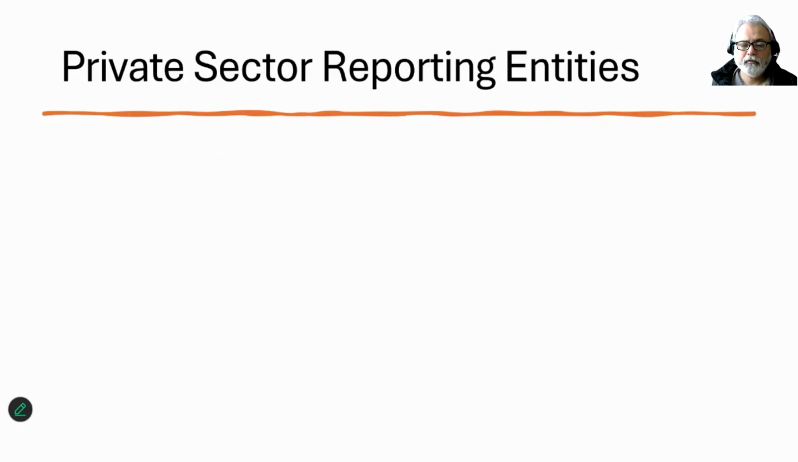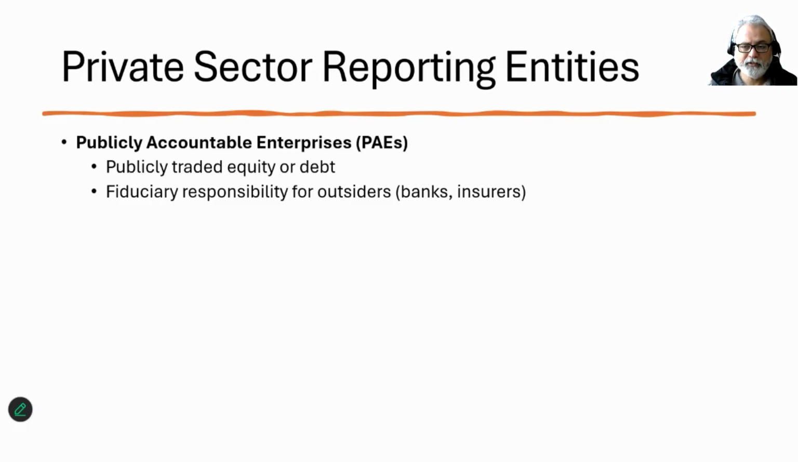Let's take a look at private sector reporting entities. These include publicly accountable enterprises, or PAEs. These are companies that have publicly traded equity, so shares, or debt, bonds. Financial reporting for publicly accountable enterprises is mandatory. So it's important to keep in mind that we are not conflating publicly accountable with the public sector. Public sector is about government organizations. Here, we're talking about companies that have issued shares or bonds that are traded on public capital markets.